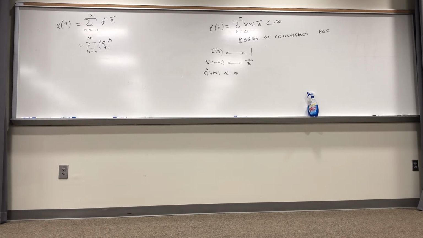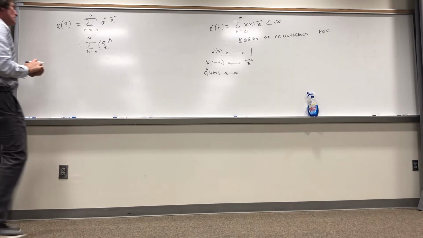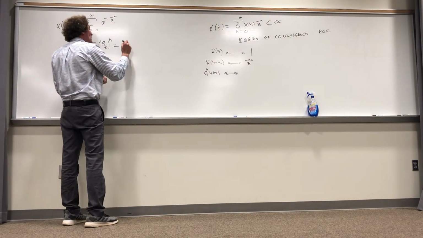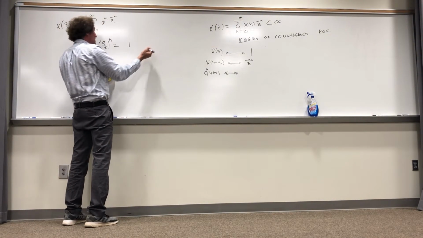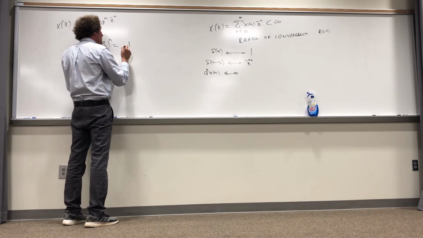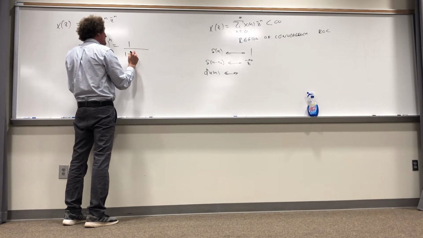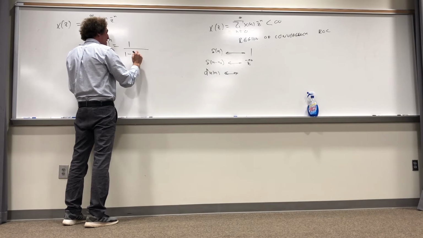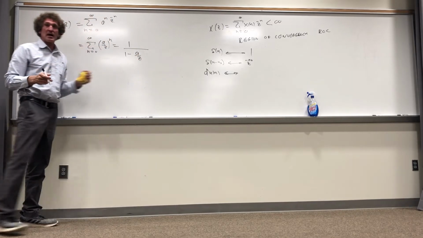What does that series converge to? Now, this is one you have to know. That's going to go to what? 1 minus something that'll go to 0, right? Over 1 minus a over z. Do y'all remember how to get that?